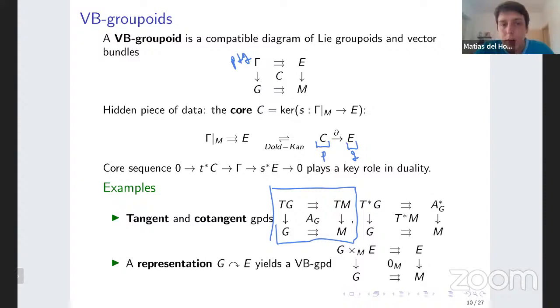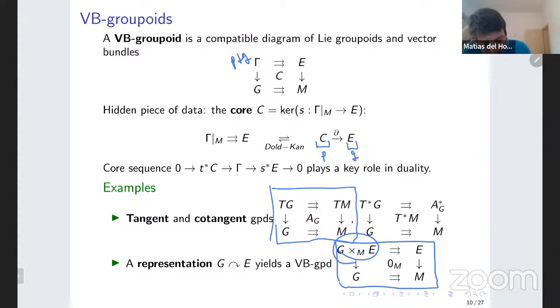When the core is zero, because you have the source map from gamma to E is a fiberwise isomorphism in this case, when C is zero, when there is no kernel. So then you can think of it as a pullback of vector bundles. And when you identify gamma with a pullback vector bundle, then you recover the usual notion. You have just to unravel the definitions of a representation of a Lie groupoid and a vector bundle.